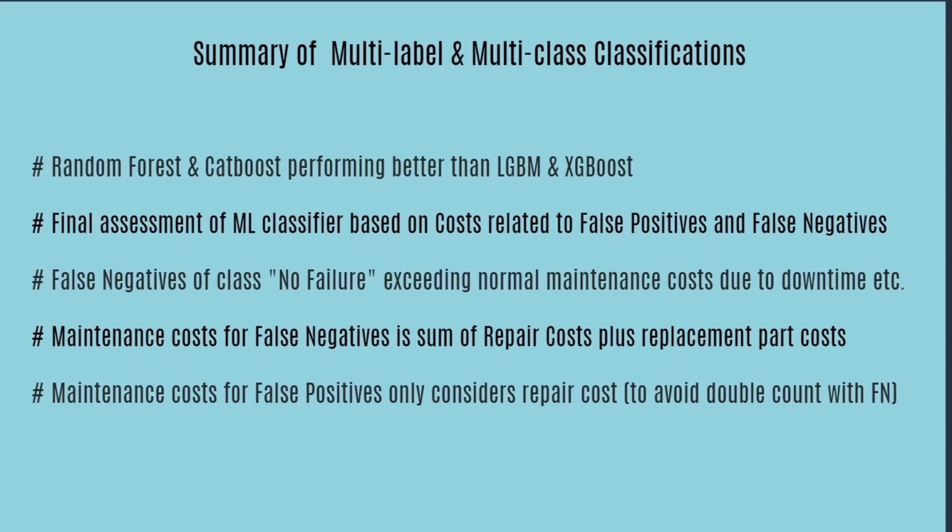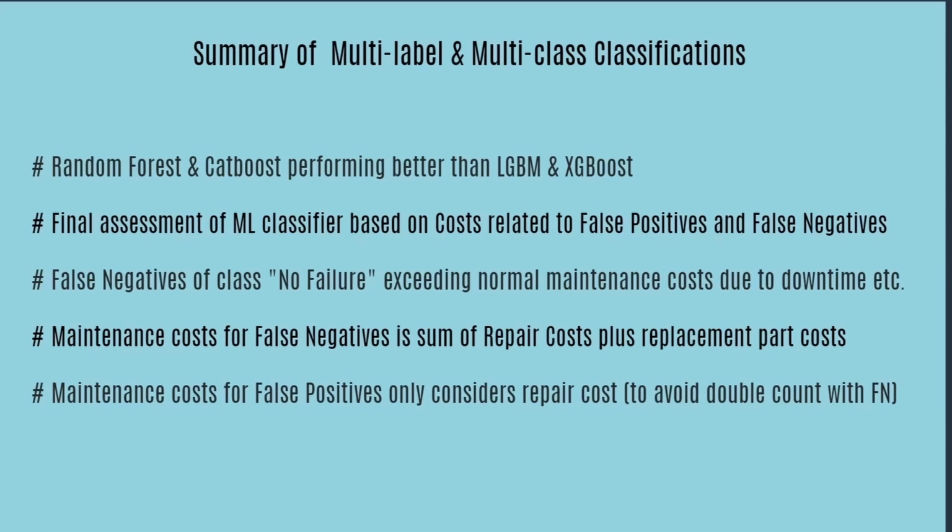Maintenance costs for false negatives of all failure type classes are the sum of repair costs plus replacement of part costs due to misclassification of failure type. The overall costs of the true failure type will be considered in the cost calculation. For example, in case of a failure type which is a power failure, but was predicted as tool wear failure, maintenance costs will be calculated for power failure.